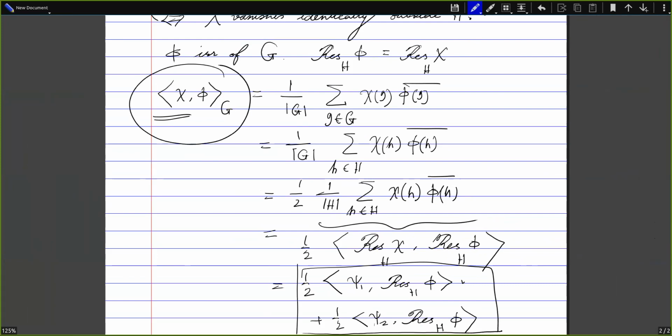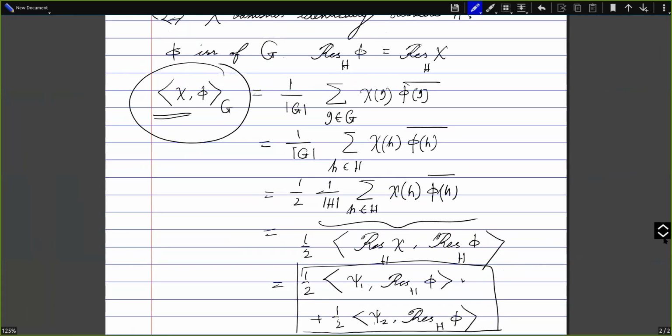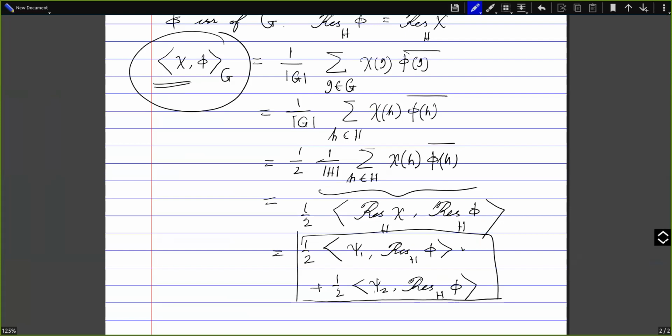Okay, so what does that show? So suppose this is 0, then certainly both of them have to be 0, right? Because the inner product of two characters is always a non-negative integer. So if this is 0, then both the terms are 0, and if one of the terms is non-zero, then this has to be 1, and this has to be non-zero. If one of them is non-zero, then this will be non-zero.